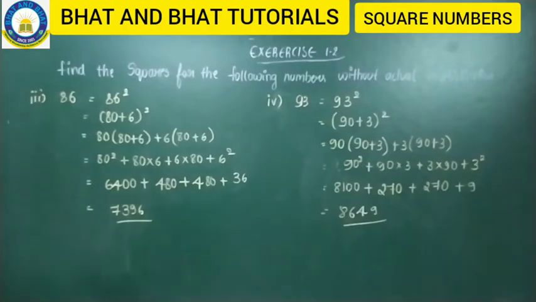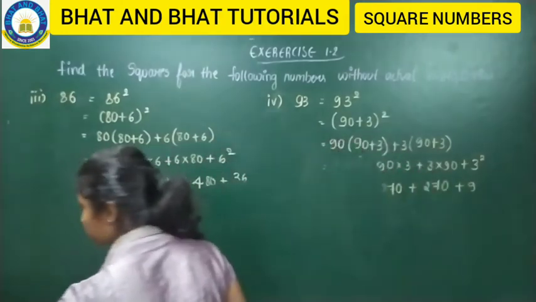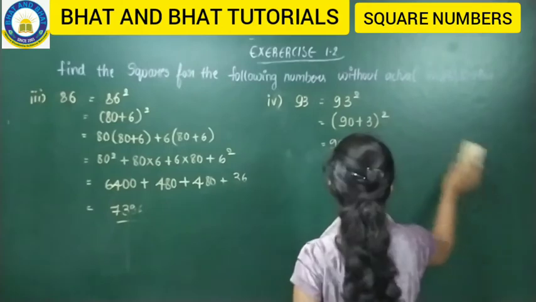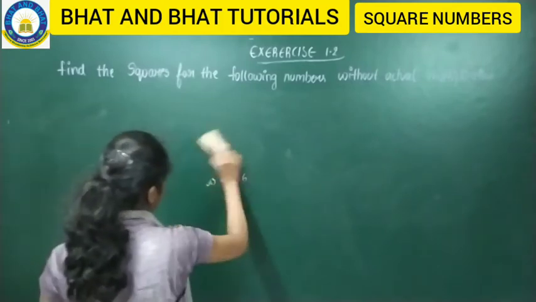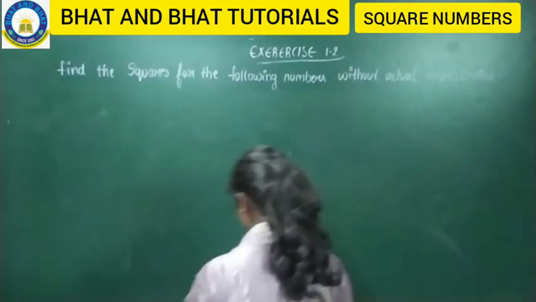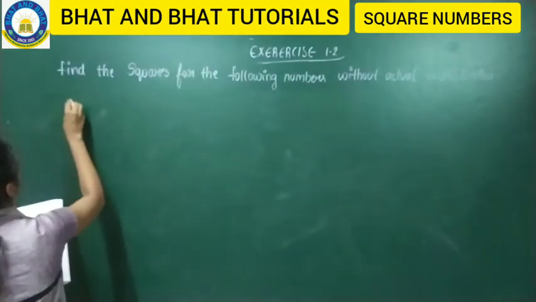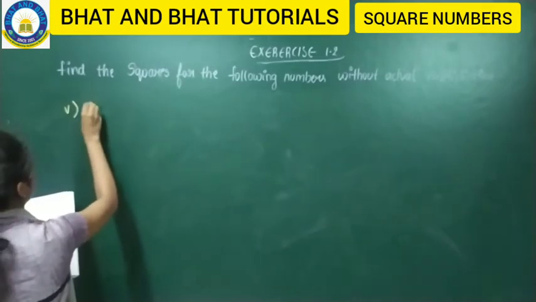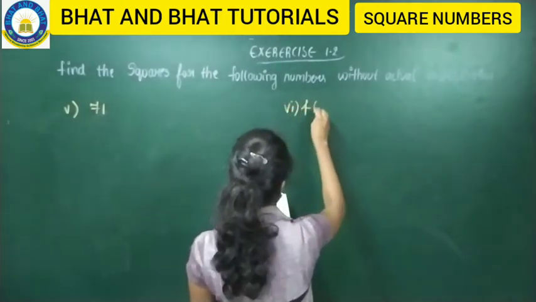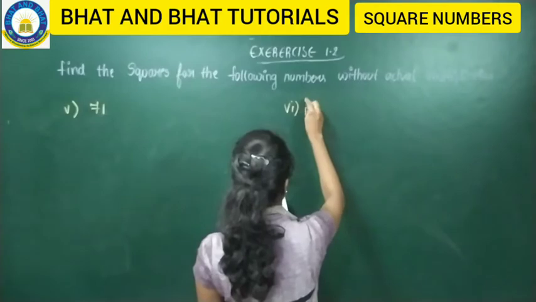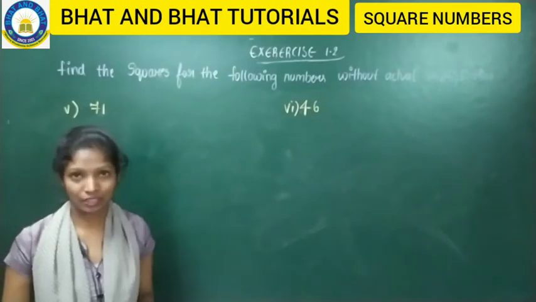Fine, hope you all copied this. So I'll just give you, in the same way in this exercise you have some more problems. I'll just let you know what those problems are. So we have solved 4, right? In the same way you have some more problems. Take down the fifth one, 71, and your sixth one, 46. So you can solve this and you can tell me what is the answer that you are going to get for these two numbers. Come on, try it out.